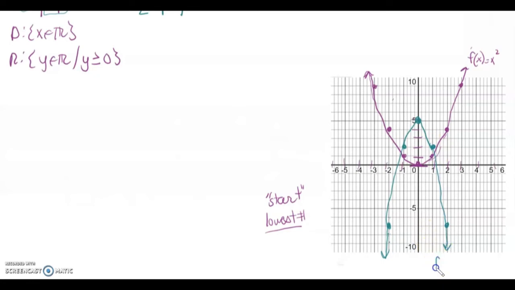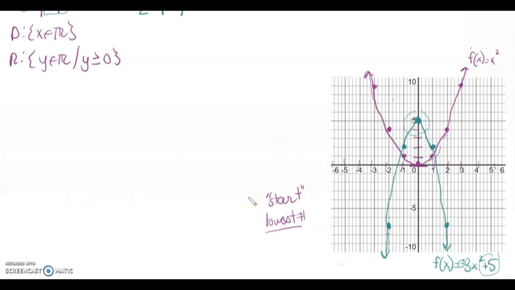Okay, and then we can label this f of x equals negative 3x squared plus 5. Okay, we can see that we definitely went up 5 for the vertex, and we can see that the a value is negative, so it's opening down.